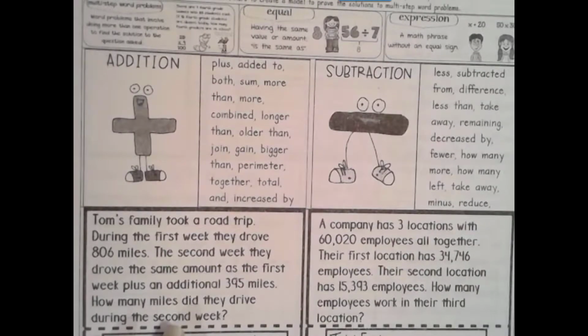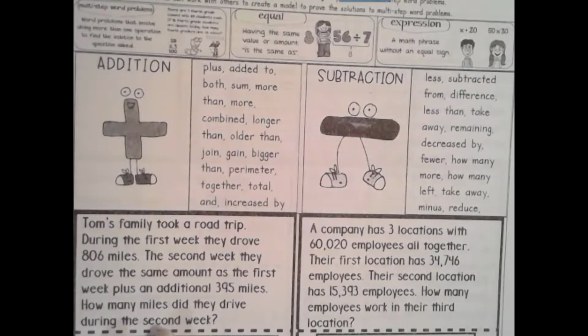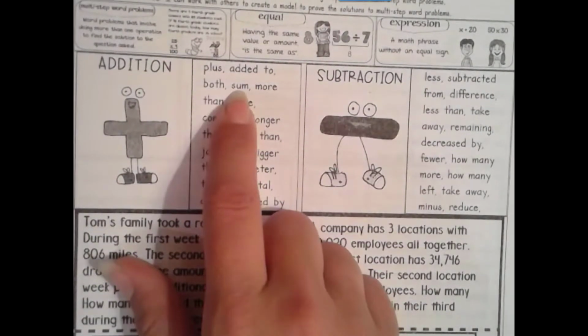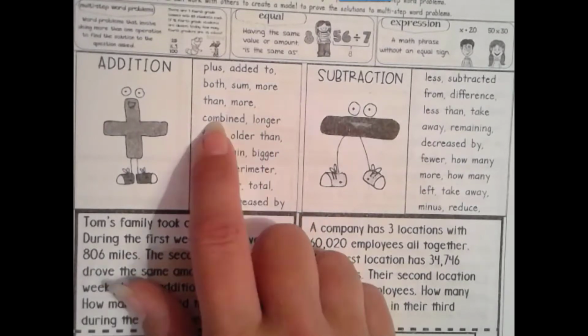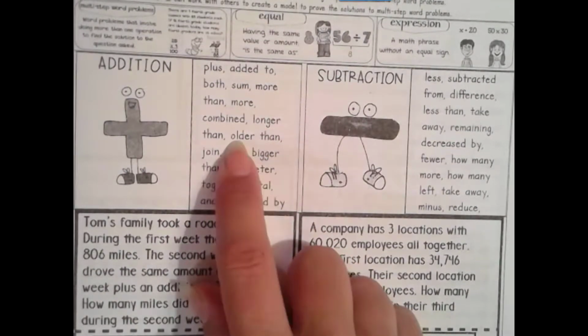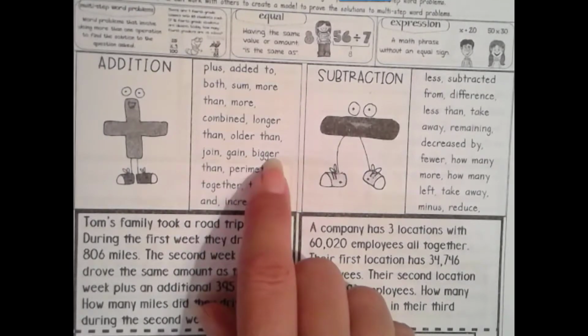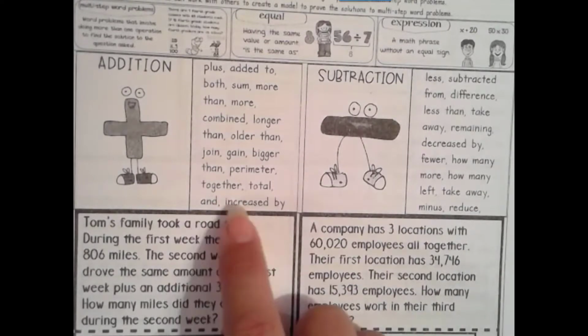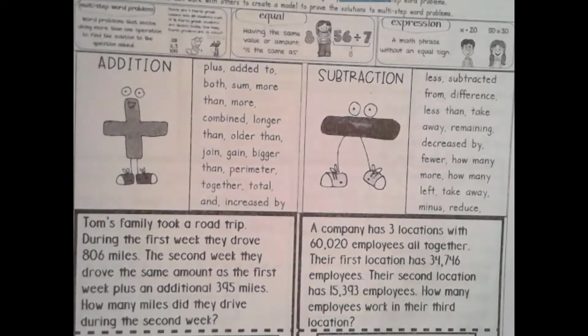Okay, so here we have addition, subtraction. In here we have different clue words that you may find in a word problem that will let you know you're going to add or subtract. This is not all of them, and they don't work every time, but it can give you an idea. Plus, added to, both, some, more than, more, combined, longer than, older than, join, gain, bigger than, perimeter, together, total, and increased by. If you see any of those words, you're going to use addition.